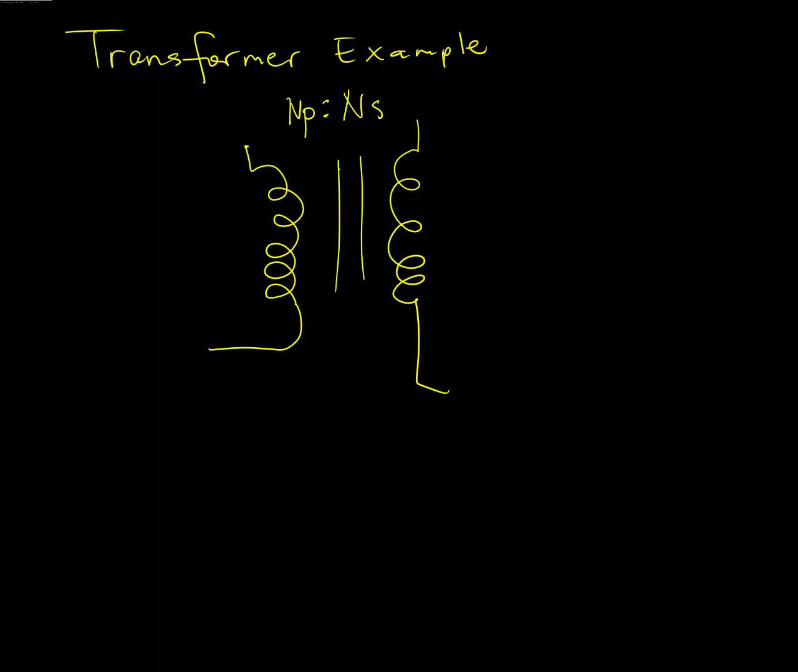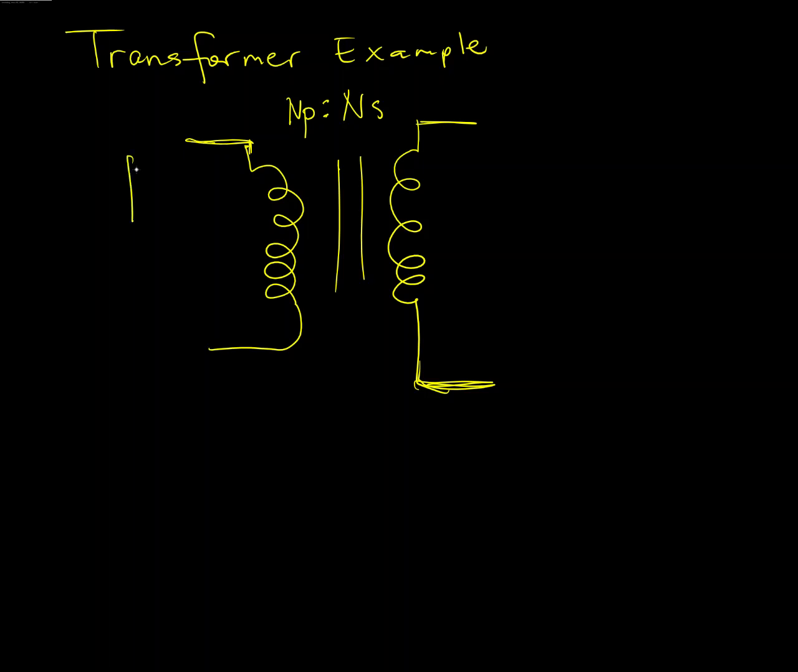And the thing to remember here is that there's no physical connection between these two coils. They're inductively coupled. Okay, so there's no physical connection, they're inductively coupled. And so this transformer is only going to respond to AC signals. It would not respond to a DC input.